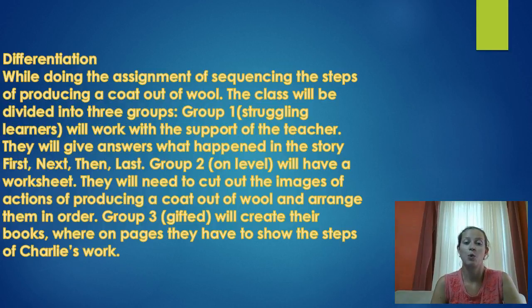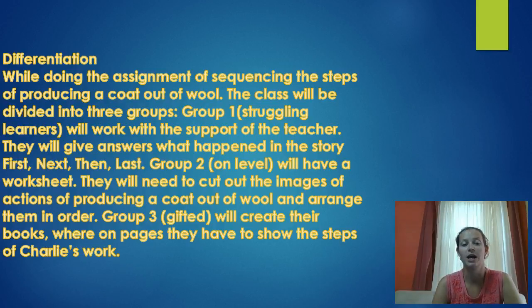So group number 1, struggling learners, they will work with my support. We will recall the text. I will use image cards, and then we will discuss. It will be collaborative work. We will discuss what Charlie did first, second, third, fourth, last. I will monitor the answers, so I will be able to assess if they reached the desired goal.